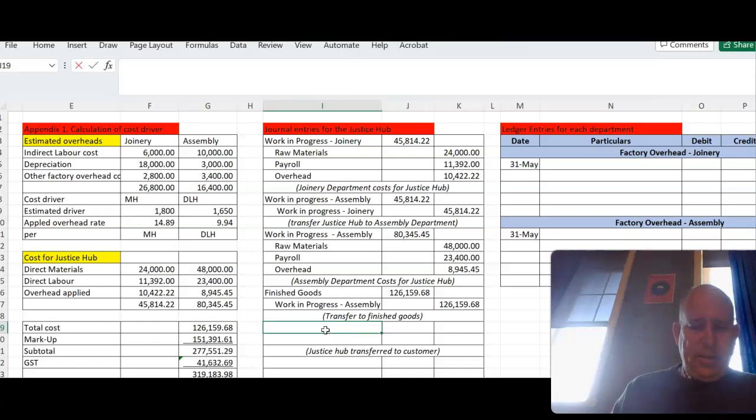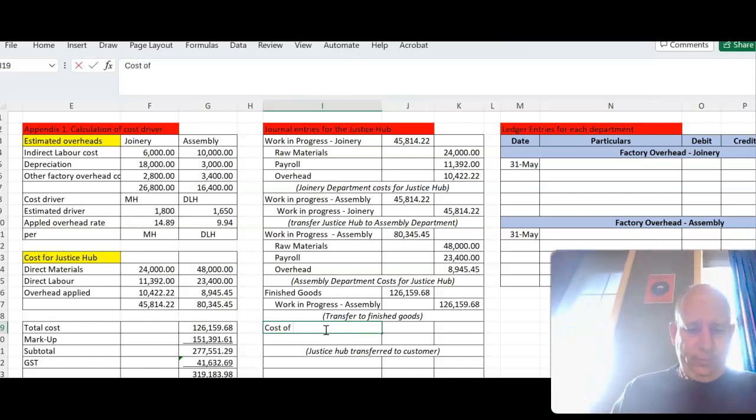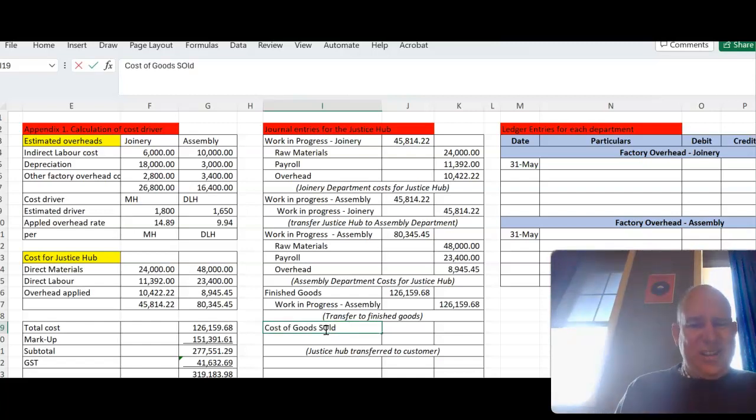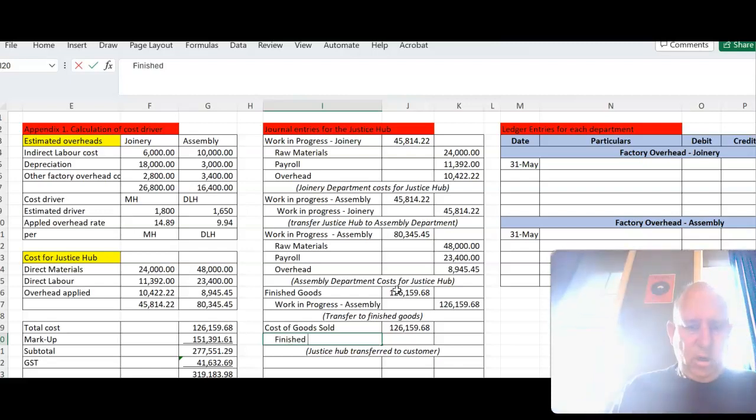So to the customer they become cost of goods sold. So this is an inventory cost to us now. And it comes out of finished goods. It's no longer in the shop.